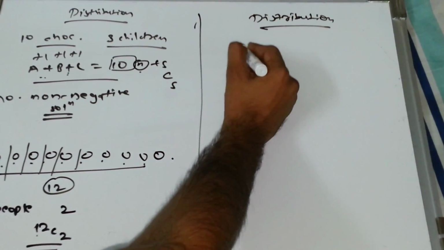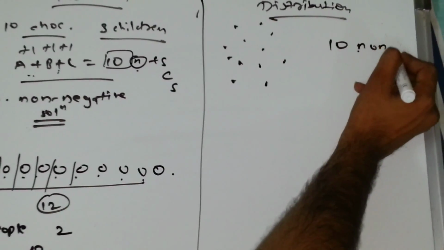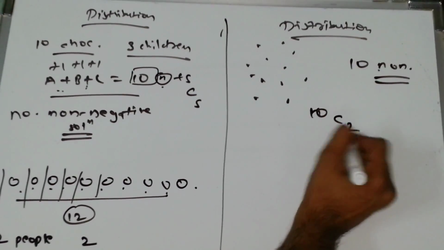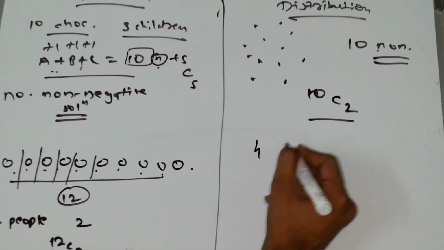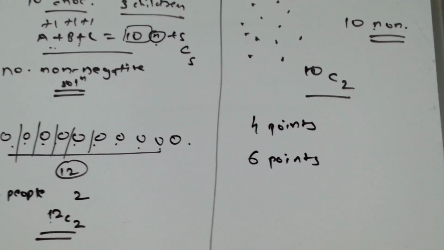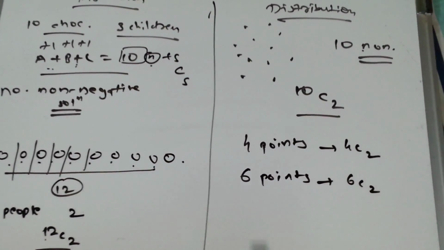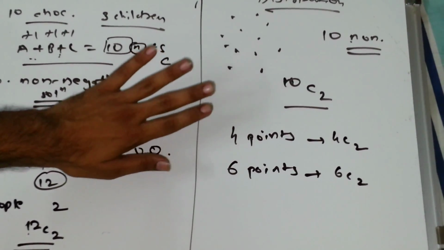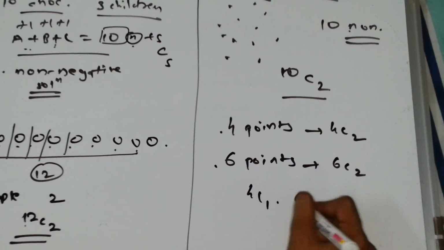Now coming down to the second type of problems which you will be facing, which would be non-collinear points and collinear points. For example, 10 non-collinear points are given and you have to find the number of lines passing through them. That would be nothing but 10C2, since 2 points make a line. Now here, for example, if it is given that 4 points are in a line and 6 points are collinear, it would be 4C2 and then 6C2. And now a point from this and a point from this would form a line, so it would be 4C1 into 6C1.